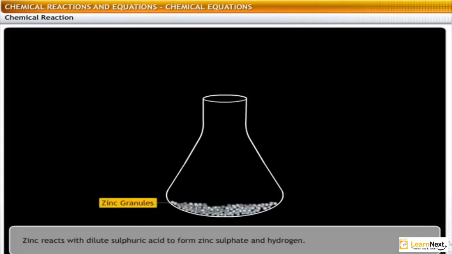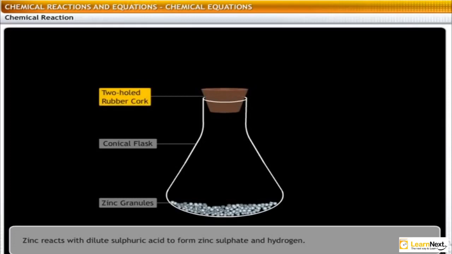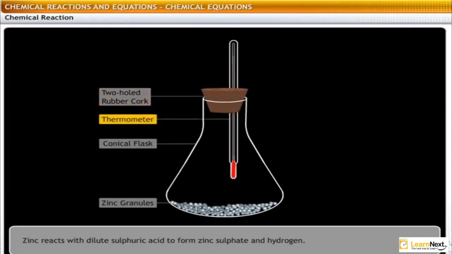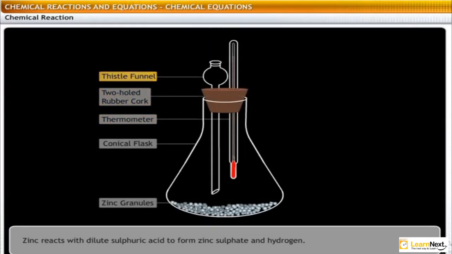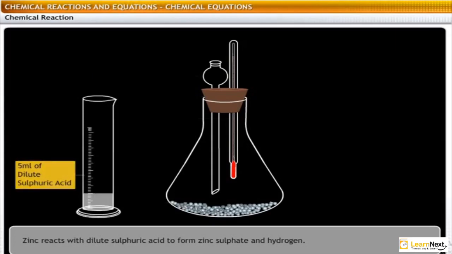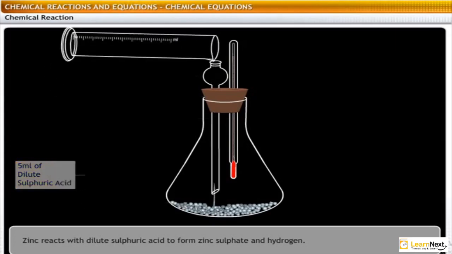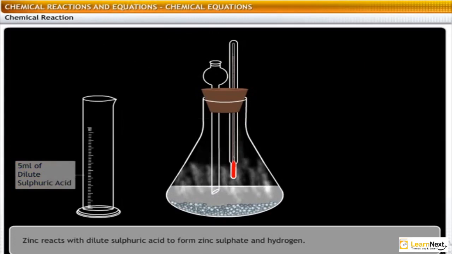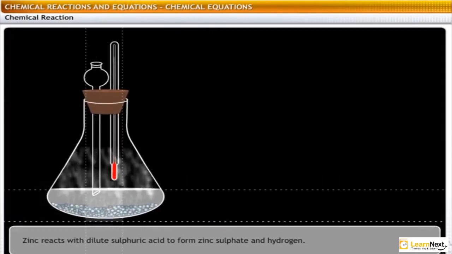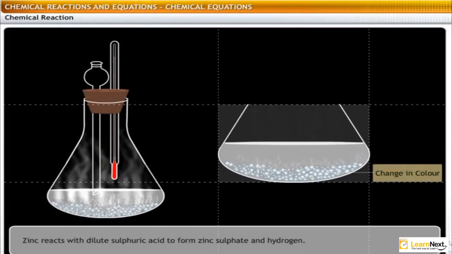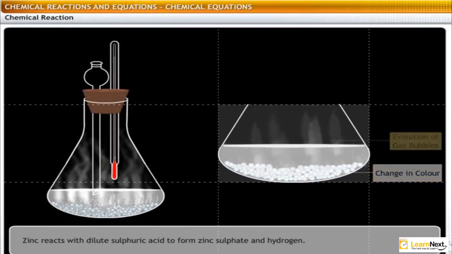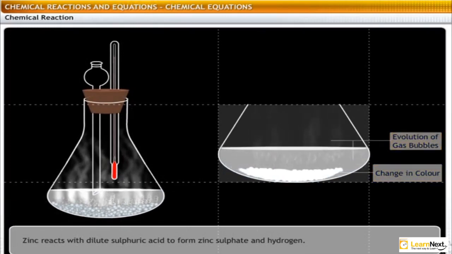We begin with some zinc granules in a conical flask. These granules are blue-gray in color. Fit a 2-holed rubber cork on this flask. Then we fit a thermometer into one hole of the cork and a thistle funnel into the other hole. Next, pour 5 ml of dilute sulfuric acid into the conical flask through the thistle funnel. The color of the zinc granules changes from blue-gray to white. Some gas bubbles are also released from the solution.